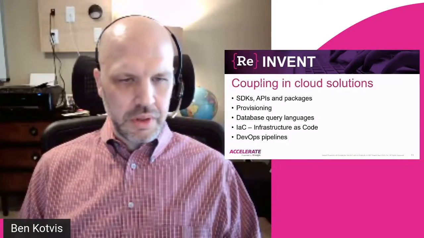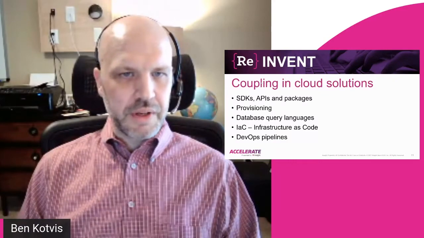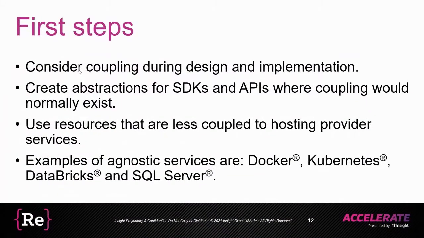And so when you talk about maybe an Azure function or a Lambda function in AWS, those are going to have to know I'm targeting this particular resource in a cloud solution provider's offerings. And so those have to be defined there. So the first step for that decoupling is to consider the coupling during the design and implementation.